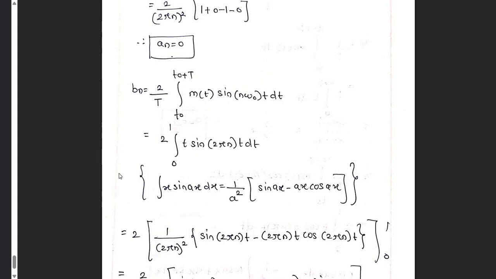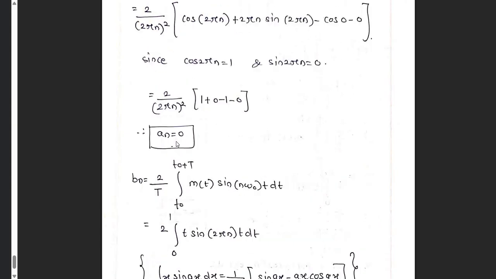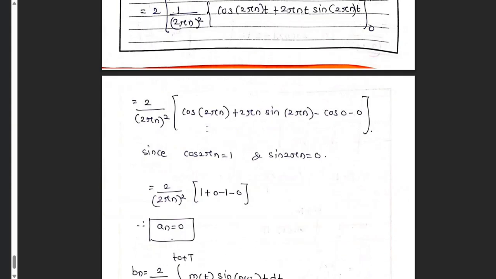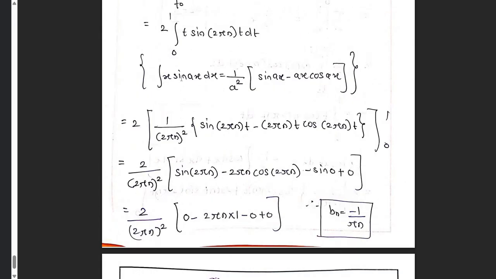And now when we calculate for Bn, same fashion, m of t sin n omega 0 t dt, t into sin 2 pi n t dt. Only difference is there we used the formula x cos ax. Here we are using the formula x sin ax, so it is 1 upon a square sin ax minus ax cos ax. So accordingly, we have written this 2 into 1 upon 2 pi n square sin ax minus 2 pi n x cos ax. Upper limit 1 we have to substitute.